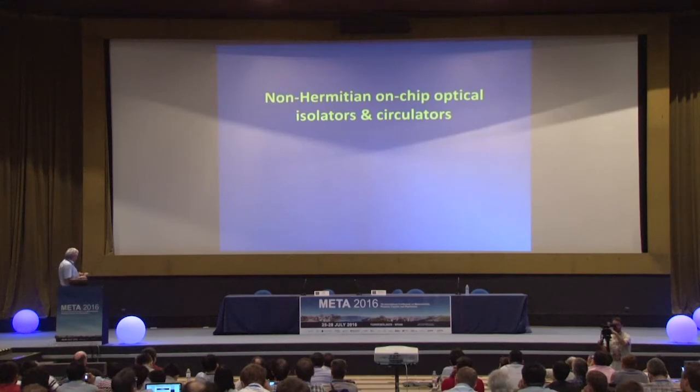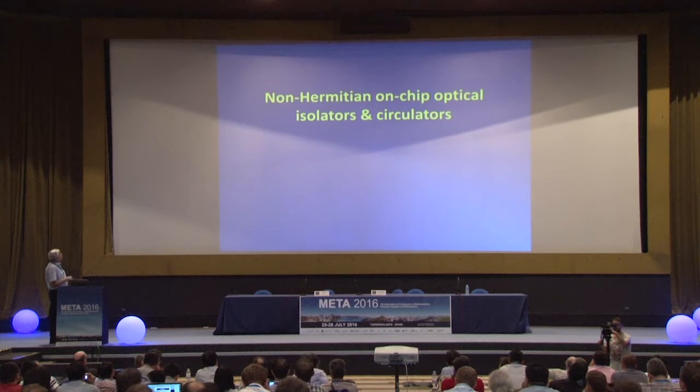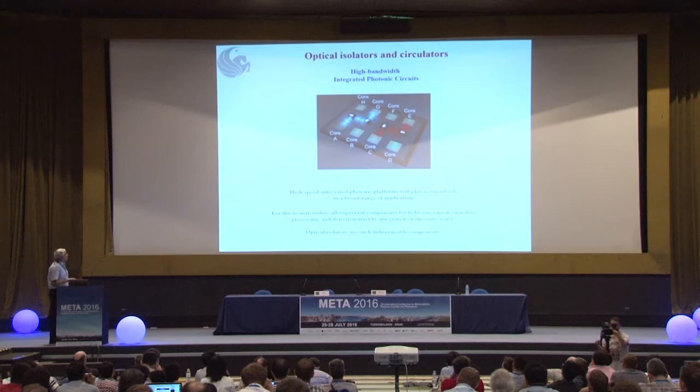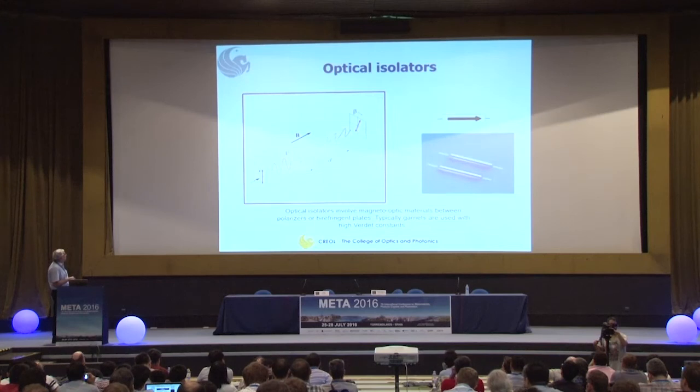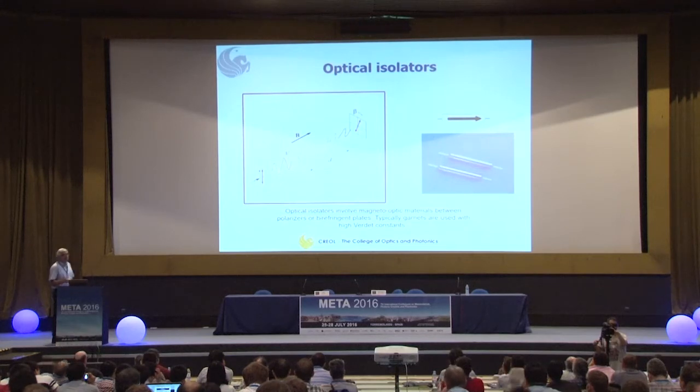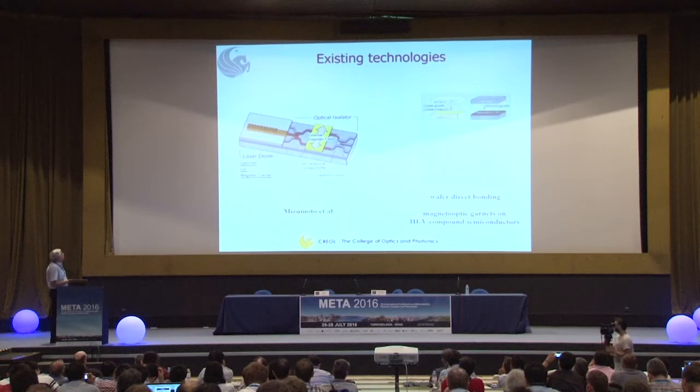An issue of interest for us is to use these non-Hermitian arrangements for optical isolators and circulators. There is no need here to tell you why these are very useful components. Typically, when it comes to fiber optic systems, optical isolators are implemented using garnets with very strong Verdet coefficients. Of course, of interest will be to have isolators on chip, and especially all-dielectric chips.